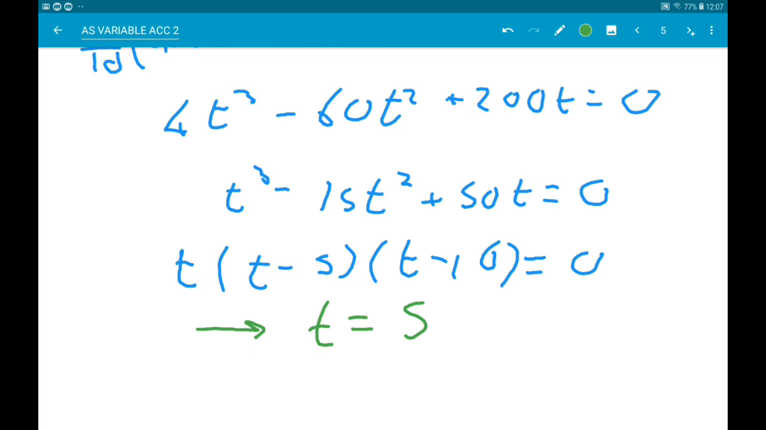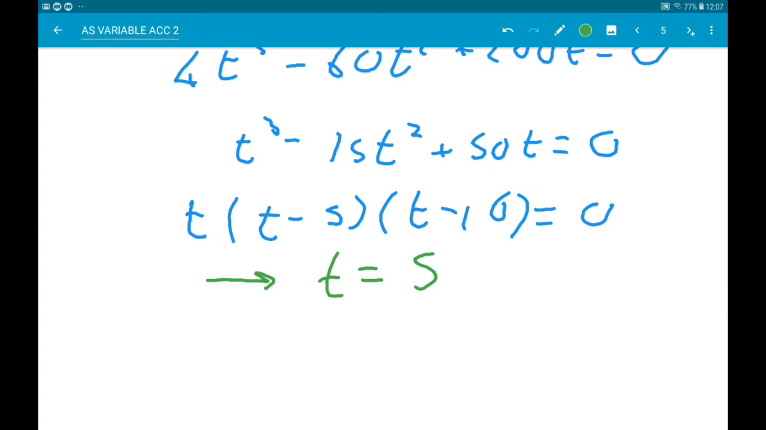Now we want the distance of the bird from the nest at this time. So now we put t equals 5 into s. So s of 5, now make sure you can get this. You should get 62.5. And always remember your units, that's meters.